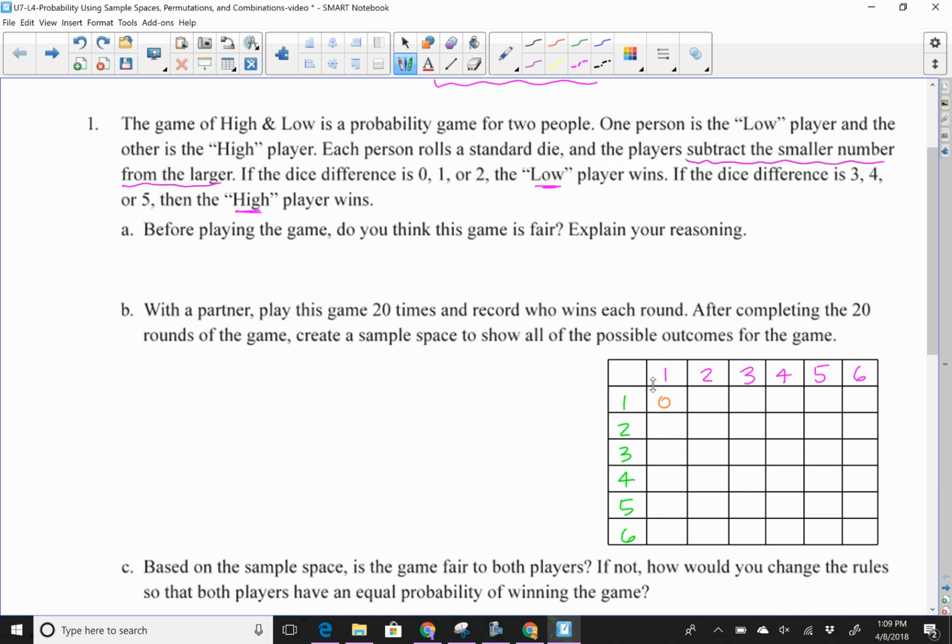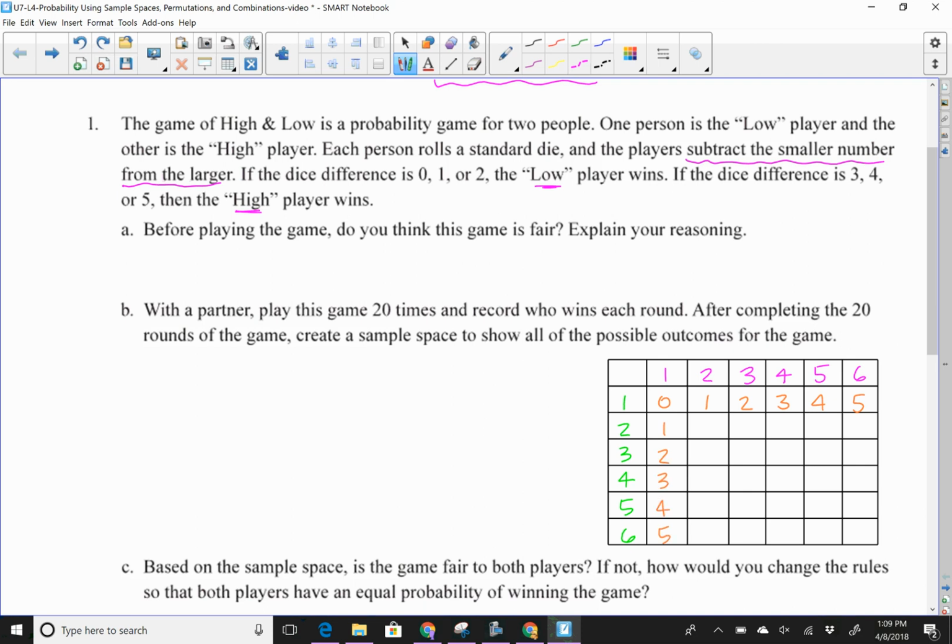2 minus 1, we're always subtracting the larger. 2 minus 1 is 1. 3 minus 1 is 2. 4 minus 1, 5 minus 1, and 6 minus 1. And so hopefully you can figure out that the same thing is going to happen this way. 2 minus 1, and so forth and so on.